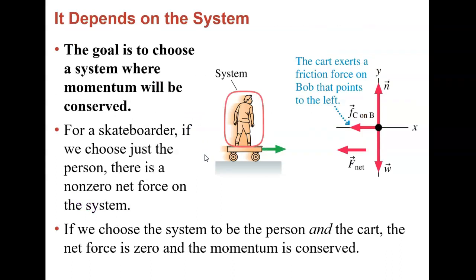All right, so this all depends on the system you're looking at to figure out the momentum change. So for a skateboarder, if we choose just the person, there is a non-zero net force acting on the system. But if we look at the person and the skateboard, the net force is zero and momentum is conserved.